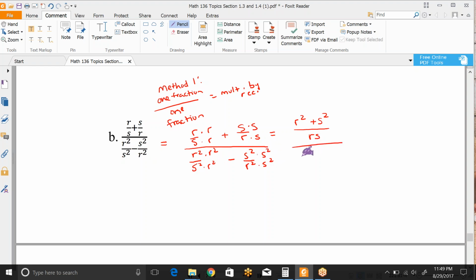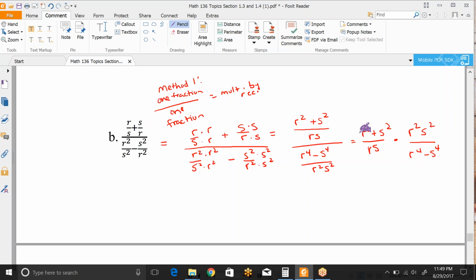And that's going to equal r to the fourth on the first numerator minus s squared times s squared is s to the fourth, and that's over r squared s squared. So once you have one fraction on top and one fraction on bottom, you change this to multiplying the first fraction by the reciprocal of the second fraction. That's where this division symbol right here in the middle turns into times.